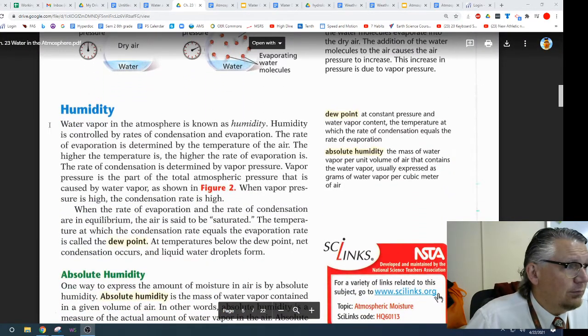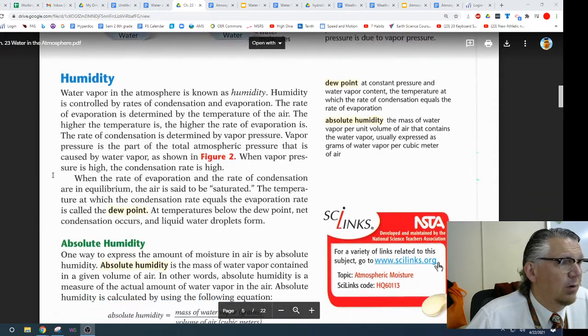Humidity. Water vapor in the atmosphere is known as humidity. Humidity is controlled by rates of condensation and evaporation. The rate of evaporation is determined by the temperature of the air. The higher the temperature is, the higher the rate of evaporation is. The rate of condensation is determined by vapor pressure. Vapor pressure is the part of the total atmospheric pressure that is caused by water vapor, as shown in Figure 2. When vapor pressure is high, the condensation rate is high.